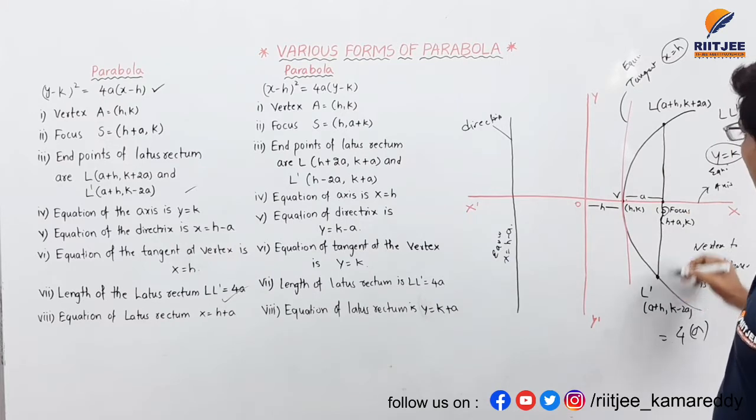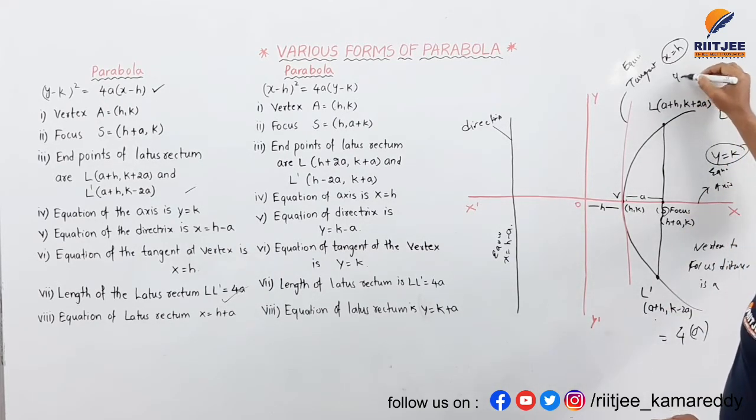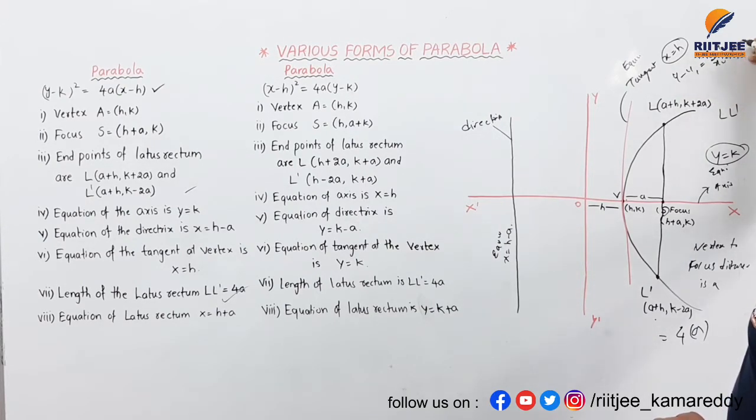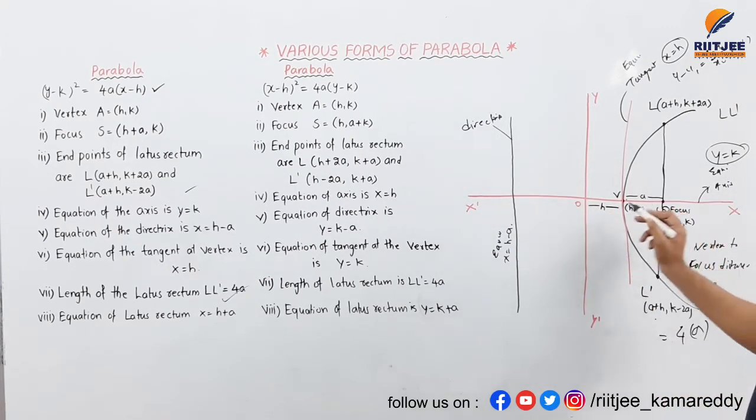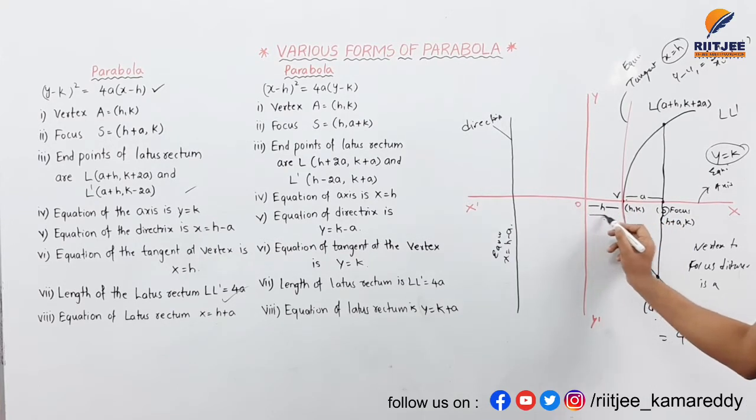This is the latus rectum. These are the points of the latus rectum. If you solve y minus y1 is equal to y2 minus y1 by x2 minus x1 into x minus x1, in this formula you can substitute, or else directly you can say it is at a distance of h plus a.